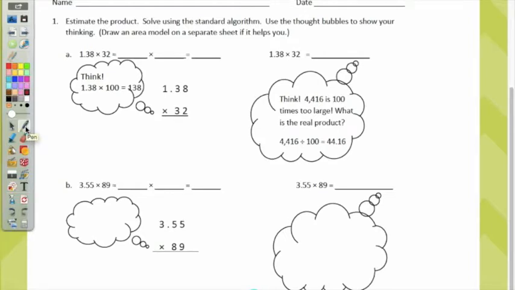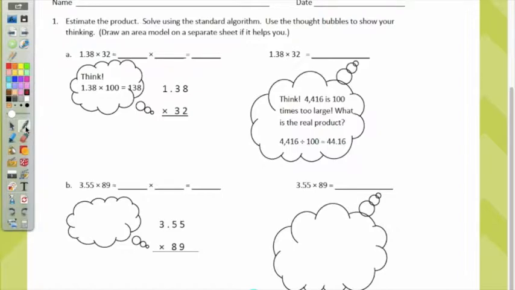Look at the directions. It says estimate the product and then solve using the standard algorithm. Use the thought bubbles to show your thinking. Draw an area model on a separate sheet if it helps you. We're going to assume that we don't need the area model. Let's take a look at this.